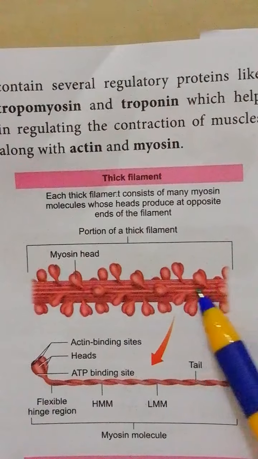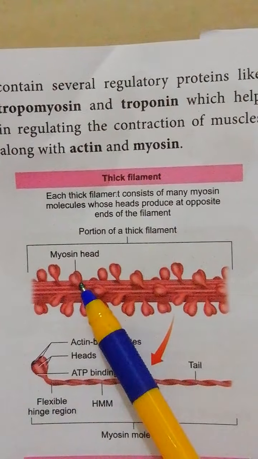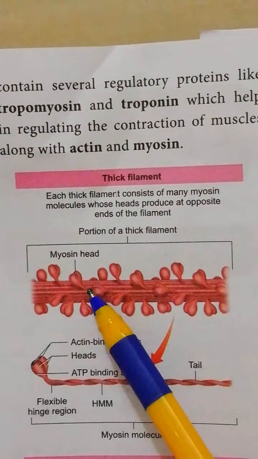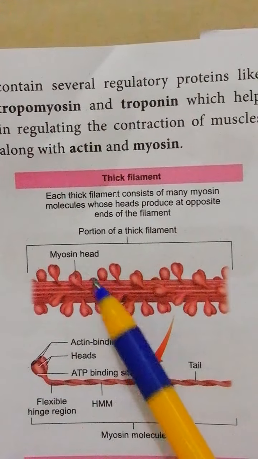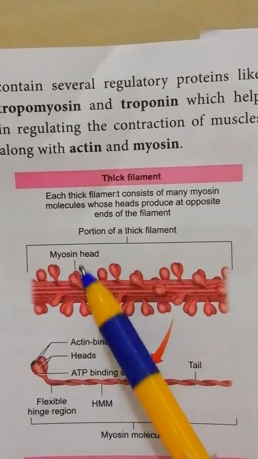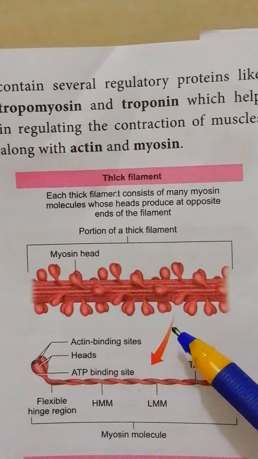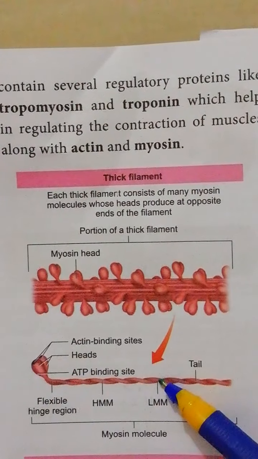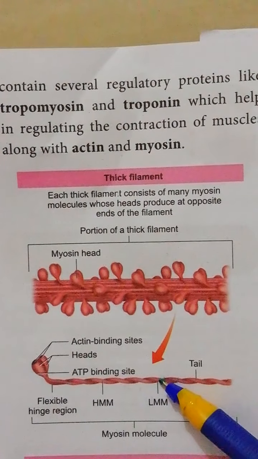So actually this is a thick filament. And this thick filament consists of the monomeric unit that is known as myosin. So each one is one myosin, right? Okay. And here the head side is facing opposite to the filament, right? So this is the filamentous side and the head is moving in the opposite direction. It is facing opposite to the filamentous region, right? And this is the expanded form of this myosin.